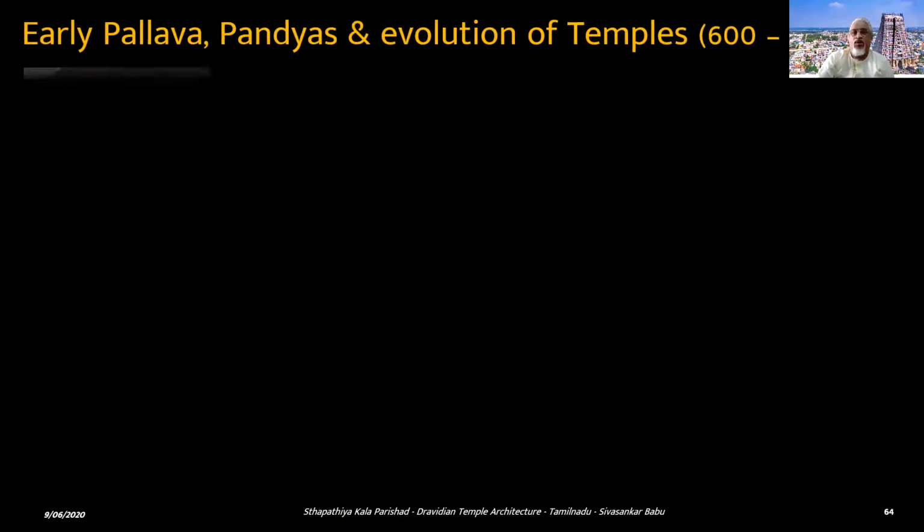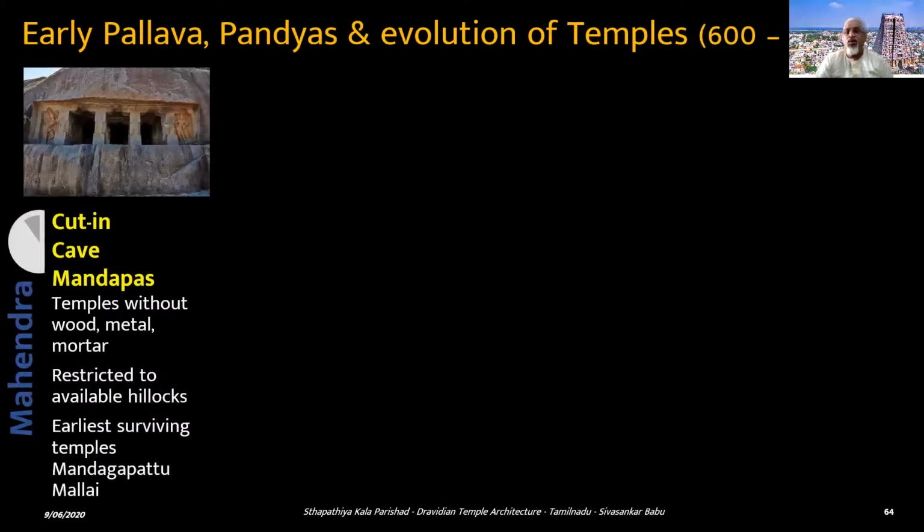Now we are seeing the dynasties one by one. The initial dynasty is the early Pallavas and Pandyas, during the period from 600 to 800. This is the period of maximum experimentation and innovation. We had the basic Agamas, but this is the period where they experimented with all possibilities.